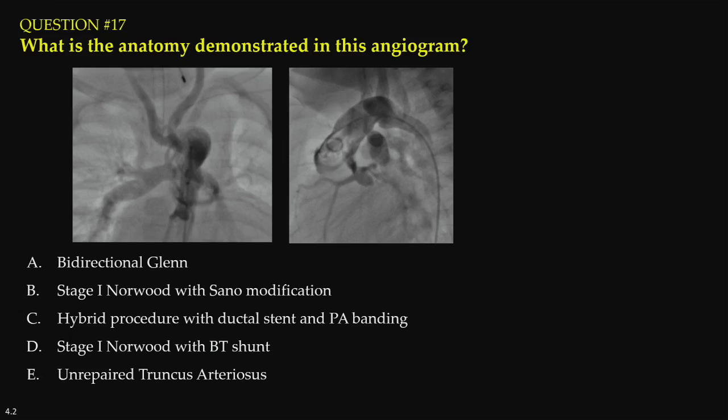What is the anatomy demonstrated in this still frame angiogram? Bidirectional Glenn, stage 1 Norwood with a Sano, hybrid procedure with a ductal stent and PA banding, stage 1 Norwood with a BT shunt, or unrepaired truncus arteriosus.